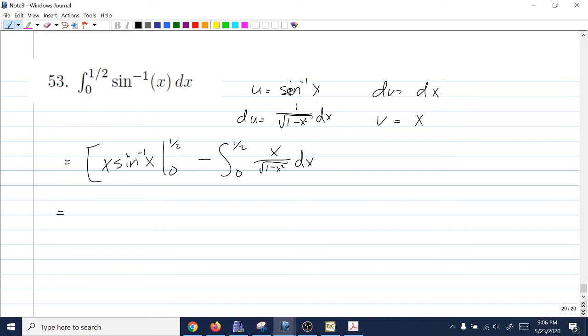Plug in 0, you get 0 times 0. Plug in a half, you get a half. Sine inverse of a half, when does sine equal a half? That's at pi over 6.